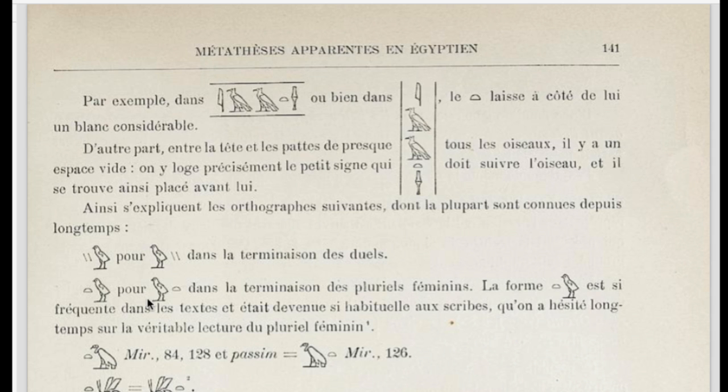So he's showing you here that this is graphic transposition. This is what's confusing people like Netta Neb and Dr. Clyde Winters and everybody else who's confused by this. All right. So it says the form here with the T in front of the quail chick is so frequent in the text and had become so habitual to the scribes that one hesitated for a long time on the true reading of the feminine plural.